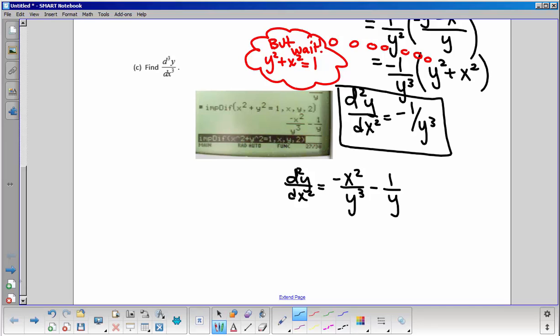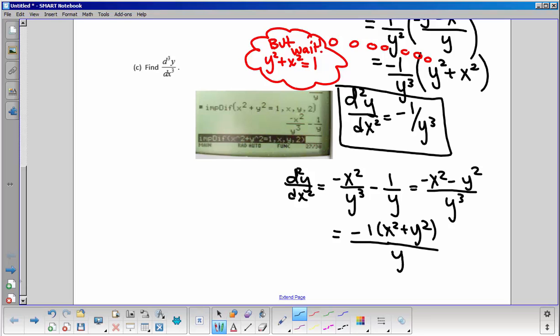Can we find a common denominator here? It's going to be y cubed. And then this is going to be negative x squared minus y squared, right? Can we factor out a negative 1? I'm sorry, we need to show this square. Negative x squared plus y squared over y cubed. But we all know that this was equal to 1. So the calculator can get you the derivative, the second derivative, but it can't simplify it for you using that initial information.